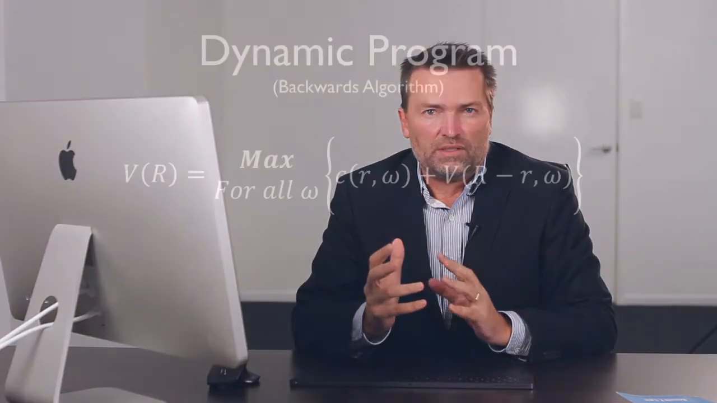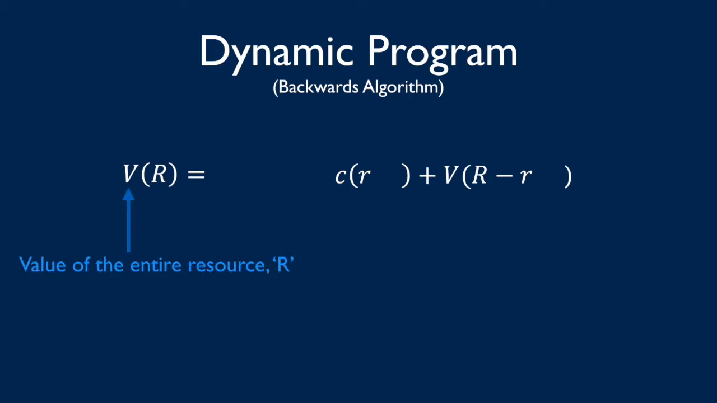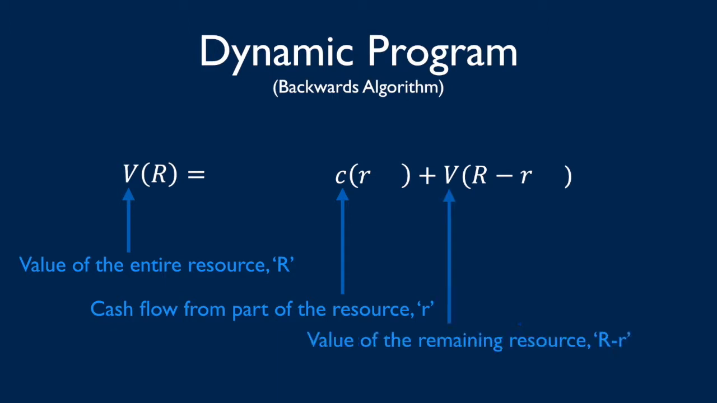So let me show you, using the dynamic programming method that Ken described, how this actually works. What we have here is a simplified form of the equation from Ken Lane's book. Let me break it up into pieces. Essentially what we have is the value of the entire resource, R, is equal to the sum of the cash flow from a small piece of the resource, little r, plus the value of the remaining resource, which is the big R minus little r.